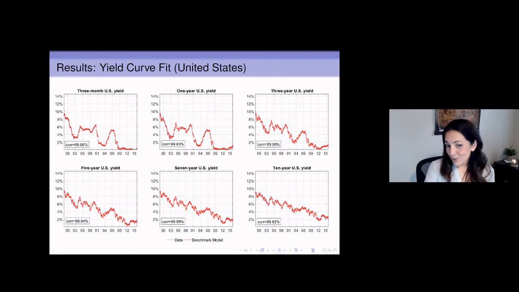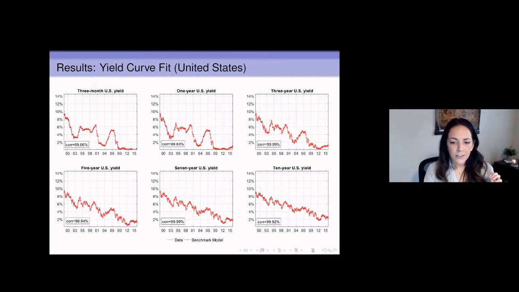So now let me show you some results. This is the yield curve fit for the United States relative to the UK model, which is the one that I'm going to show you first. Now, the data is in blue and the model is in red. And every square represents a different horizon for the yield. So the first one is the 3-month US yield. Then we have the 1 year and 3 year. And then on the bottom, we have the 5, 7, and 10-year yield.